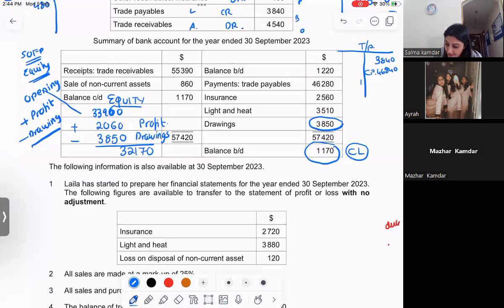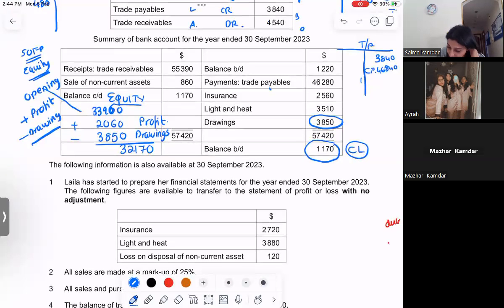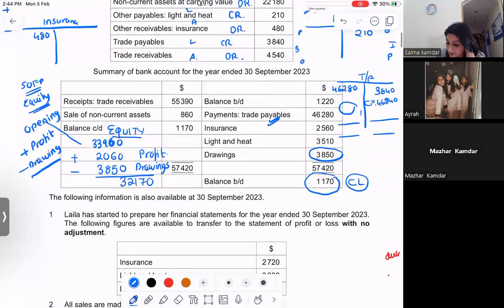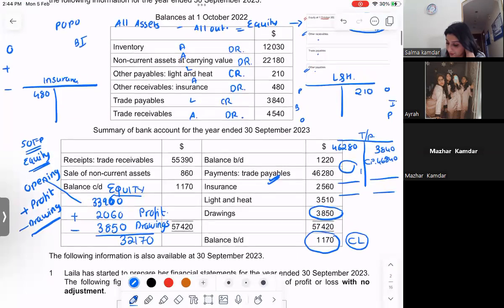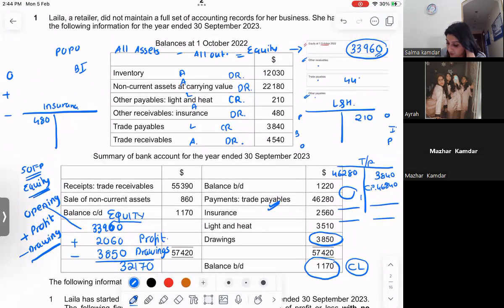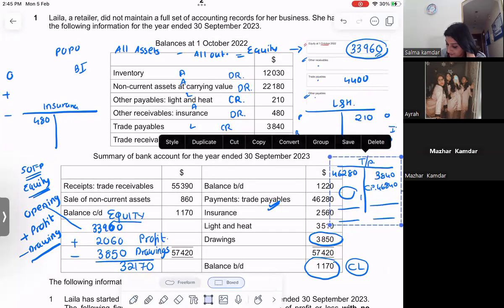Yes. Then I have payment to trade payables. How much? 46,280. So can I get my closing trade payables? 44,000. I am getting 4,400. Wait, then I must have just added another zero to it. 4,400. So I got my closing trade payables is 4,400. This account done, I am removing it. Okay. Yes.